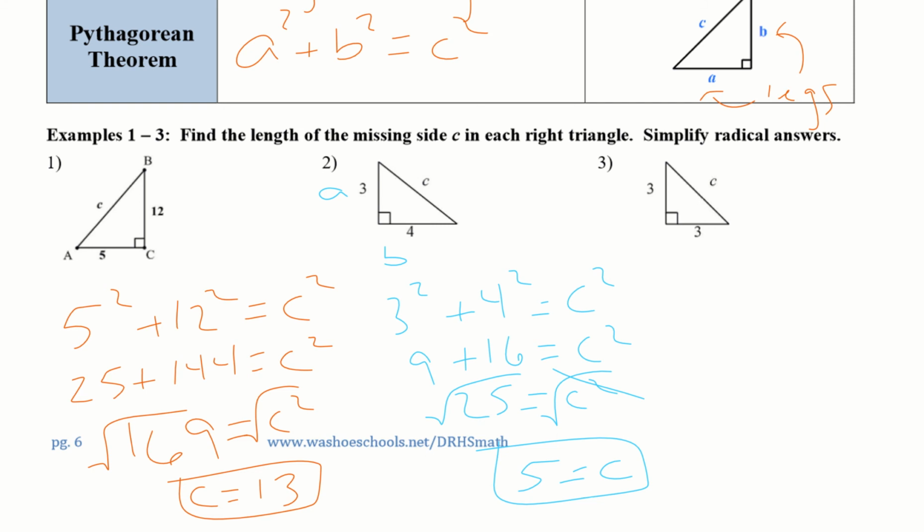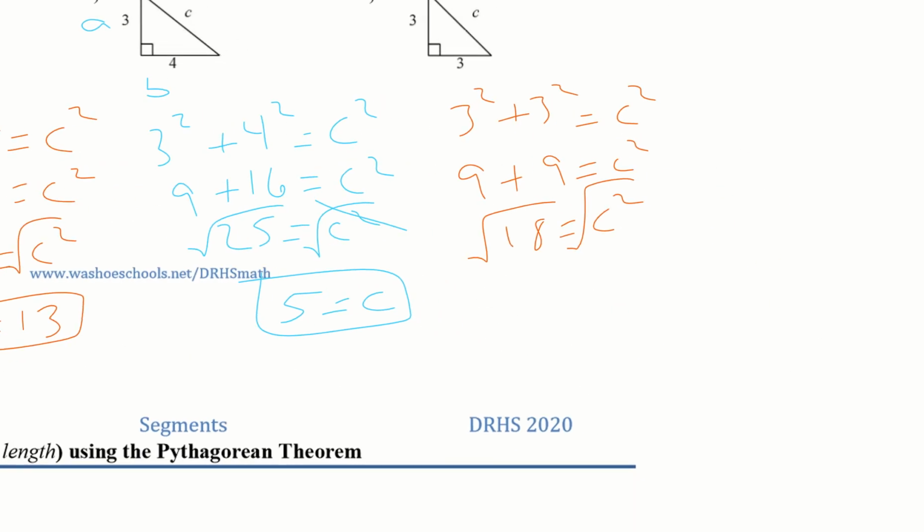Okay, let's take a look at number 3. Now I have 3 squared plus 3 squared equals c squared. 9 plus 9 equals c squared. Add, 18 equals c squared. If I take the square root, 18 is not a perfect square, but I can make my factor tree and decide if it is a perfect square or not. So I have 9 times 2, and 9 is 3 times 3. So I have a pair of 3's and I'm left with 2. So 3 root 2 equals c.